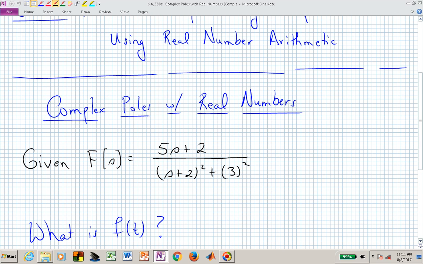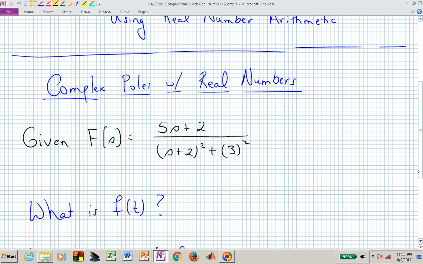They have to be at the same frequency, that being the same or equivalent to a cosine that has a phase shift associated with it. So let's now look at this particular example of complex poles with real number arithmetic. And I hope by this point you're feeling very comfortable with the fact that in this factored form of the quantity s plus 2 squared plus 3 squared, the values of s that cause that to vanish equal minus 2 plus and minus j 3.